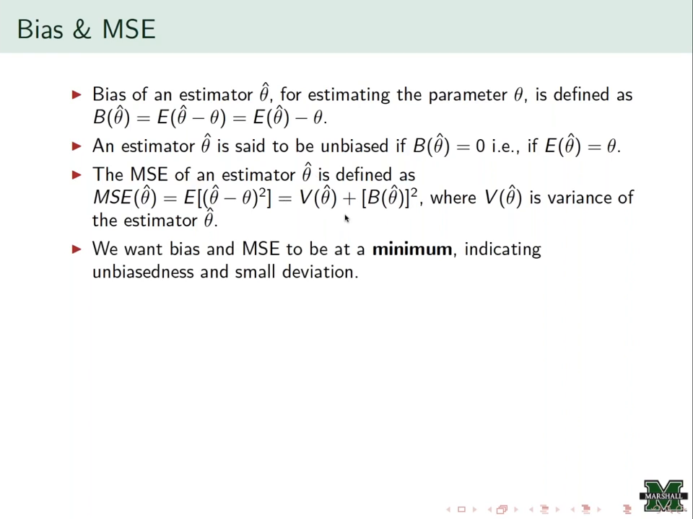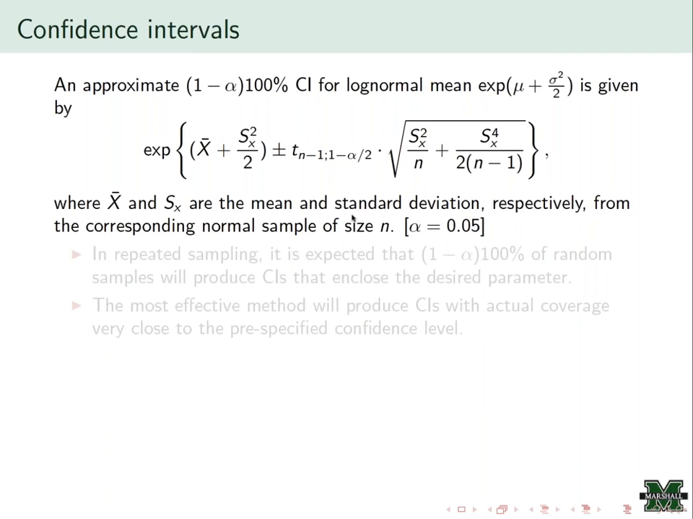And for this research, we were wanting bias and MSE to both be at a minimum, indicating unbiasedness and small deviation. And as I said, they are directly related, so if an estimator is unbiased, its MSE will be at the minimum value.